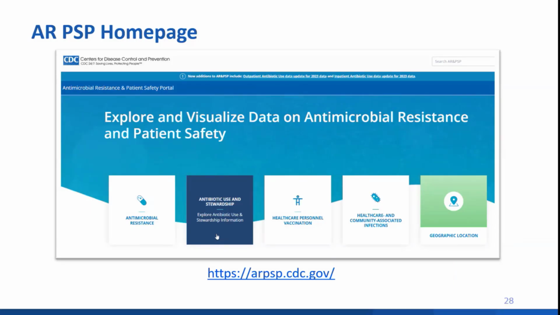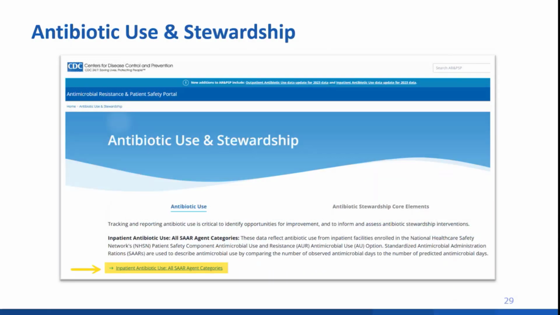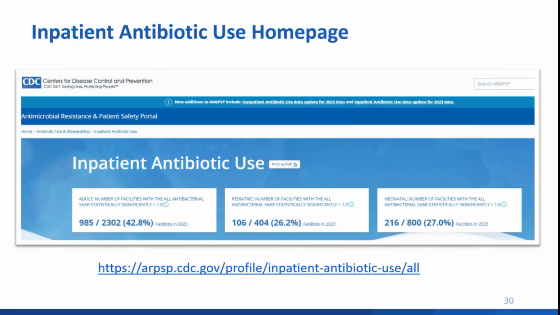But to get to the SAAR data, you'll first select the antibiotic use icon. Next, you'll land on the antibiotic use homepage, and from here, select inpatient antibiotic use, all SAAR agent categories shown in the bottom left. And then you'll arrive at the inpatient antibiotic use homepage, and from here, you can find the national and state-specific SAAR data reported to NHSN from 2021 to 2023. To go directly to this page, follow the link at the bottom of this screen.